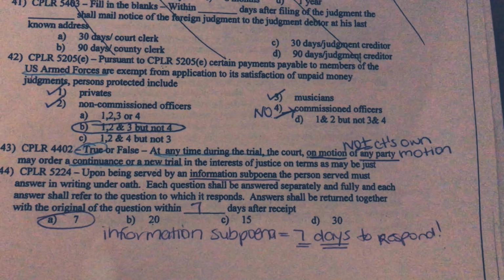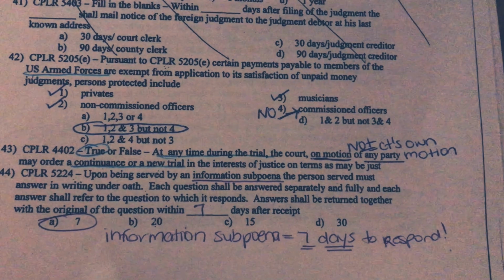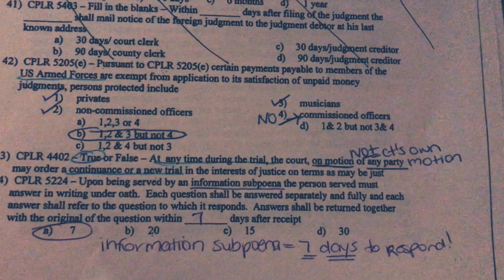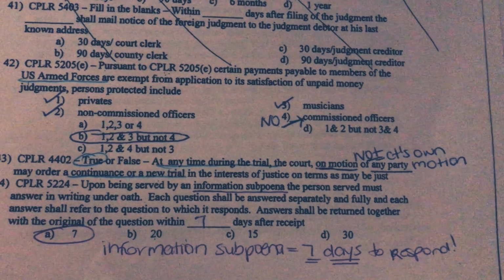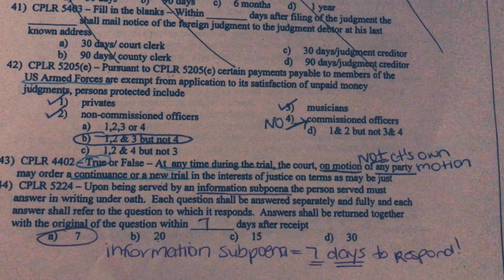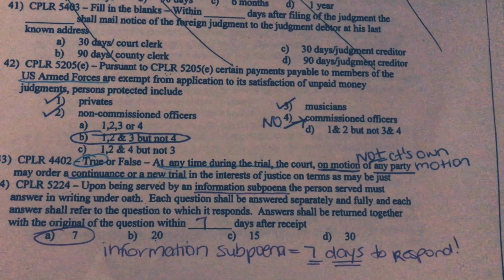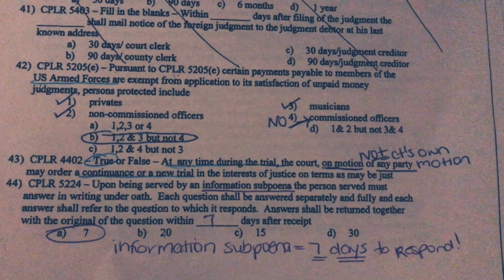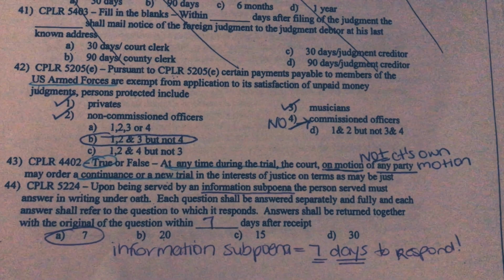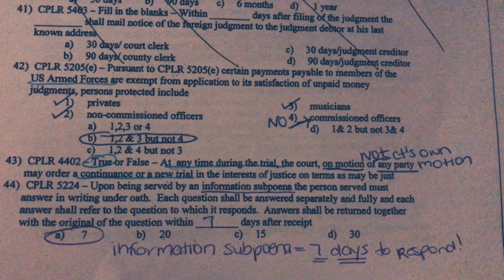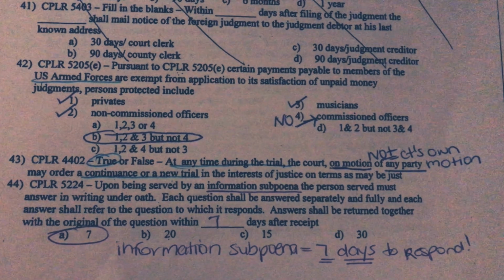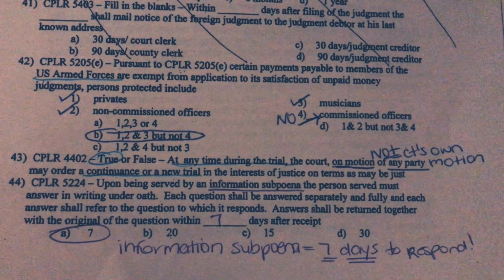We have, pursuant to 5205, certain payments payable to members of the U.S. Armed Forces that are exempt from application to satisfaction of unpaid judgments. Protected persons include privates, non-commissioned officers, and musicians only. No commissioned officers. And that does not apply if it's a support order. Okay? It does apply if the money is owed to the government, but it does not apply if it's a support order.